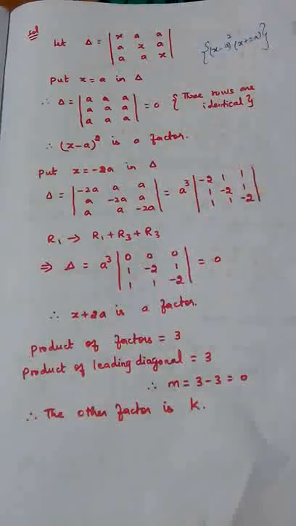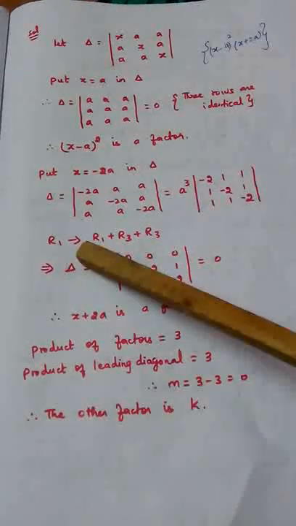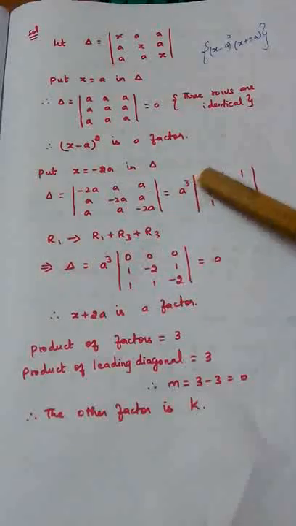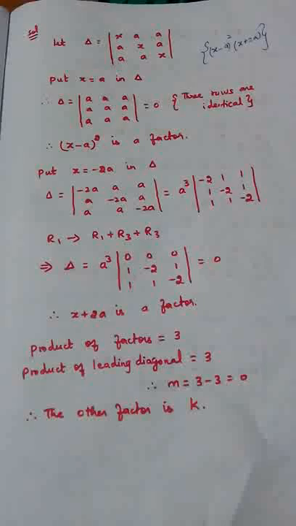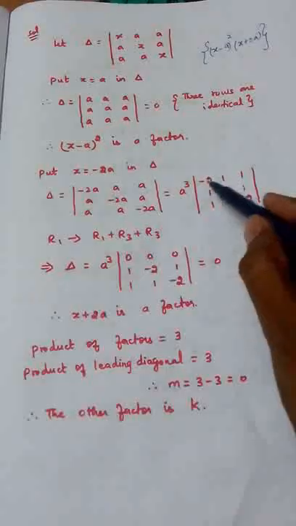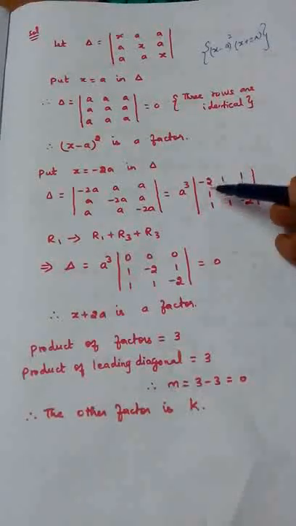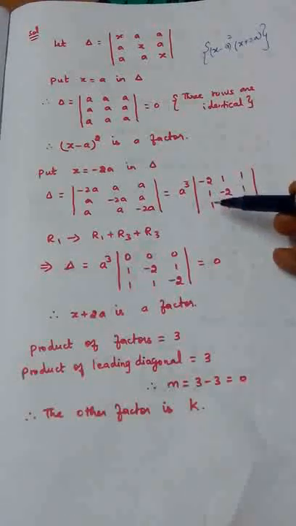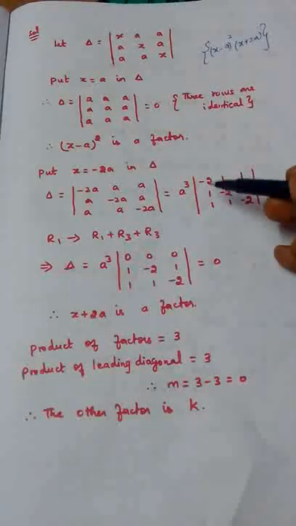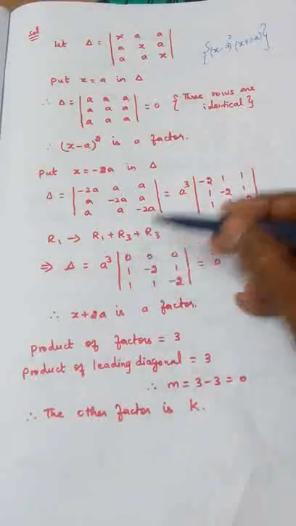The next step, what I am doing is just adding all the rows. We are doing a transformation. R1 gives R1 plus R2 plus R3. If I do this transformation, the first row I am going to change. I am going to add this first row with the remaining 2 rows. So what happens? 1 plus 1, 2. 2 minus 2 is 0. So when I add all the numbers, the answer becomes 0.